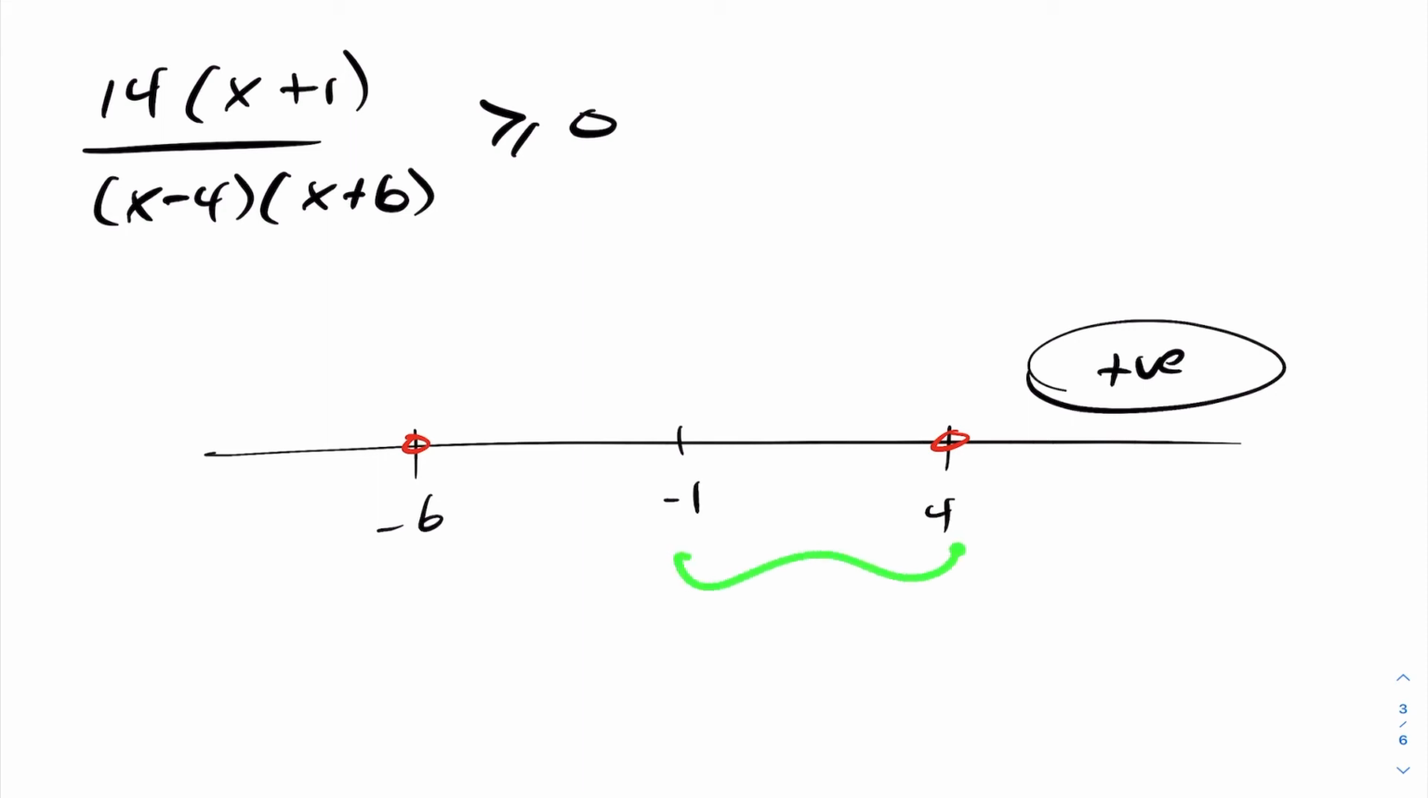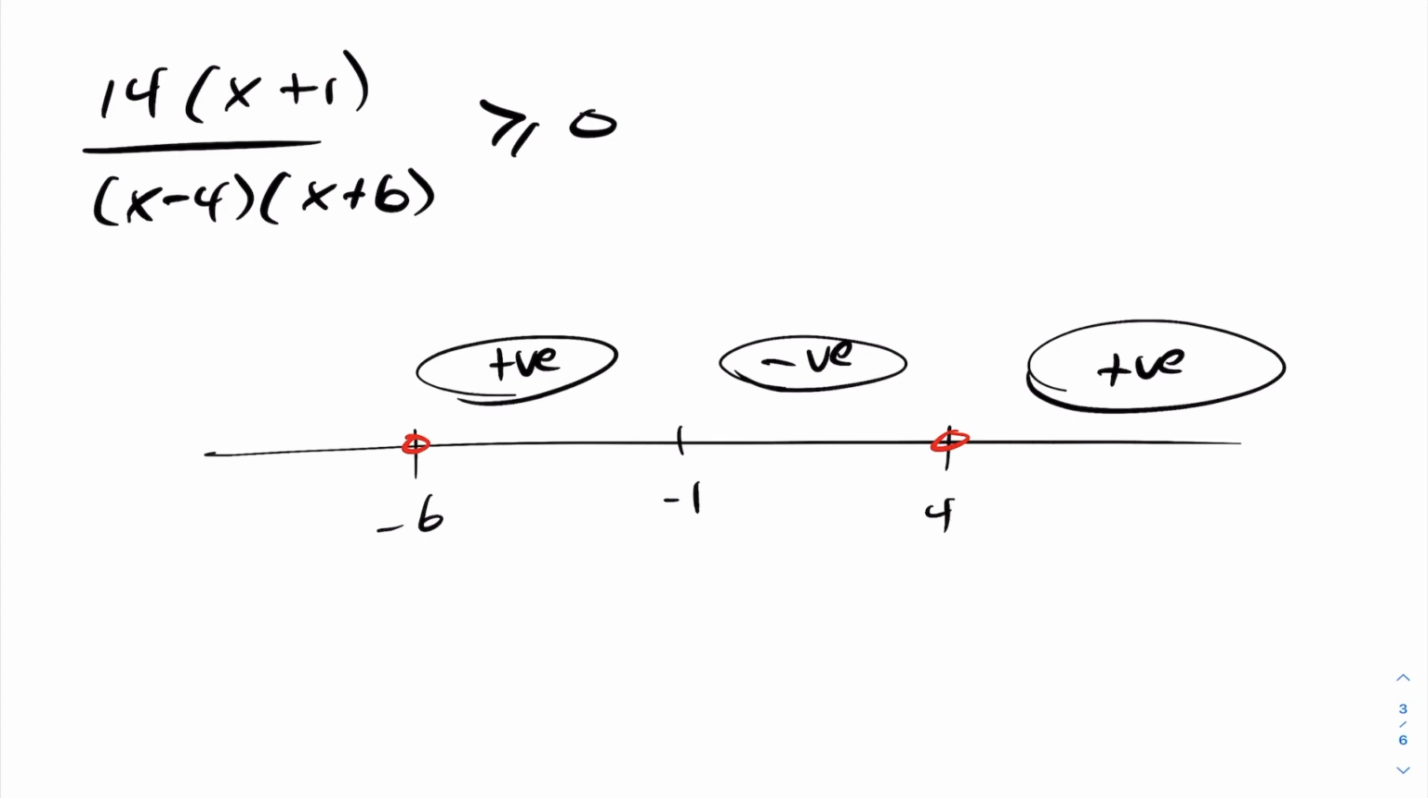Pick a number between -1 and 4. Let's say 0. Put a 0 into here. We got positive, negative, positive, and the result here will be negative. And then pick a number between -6 and -1. Let's say -3. This will be negative, negative, and positive, and the result here will be positive.